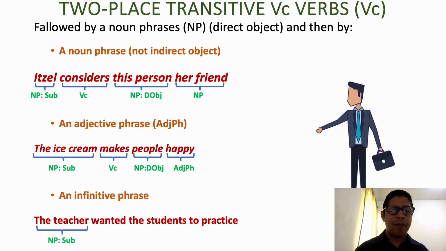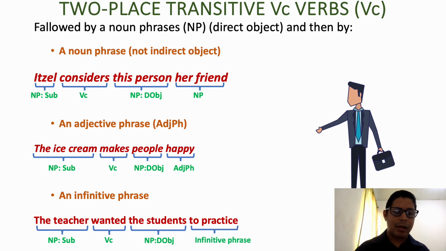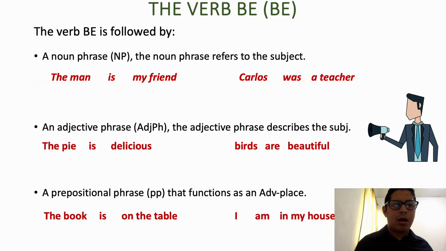In here we have the word to one more time, but this time to is not a preposition, it's part of the infinitive form. So the teacher, that is the noun phrase functioning as the subject, wanted, that is the VC verb, the students, that is the noun phrase functioning as the direct object, to practice, that is the infinitive phrase. Okay, got it? Very good. And the last type is the verb be.